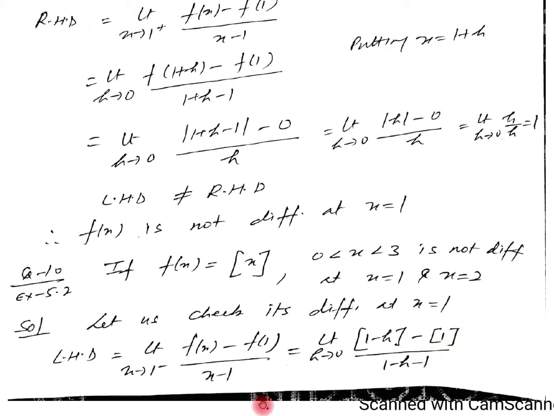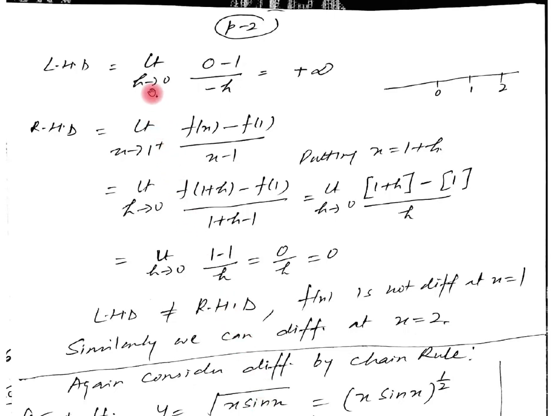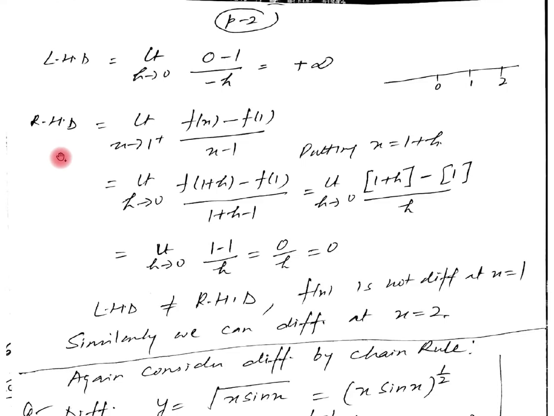Then putting these values here, it becomes limit h tends to 0, 0 minus 1 upon minus h. Minus cancels with minus, then 1 upon h. Now when h tends to 0, it means 1 upon 0, and 1 upon 0 is infinity, because it is positive infinity.